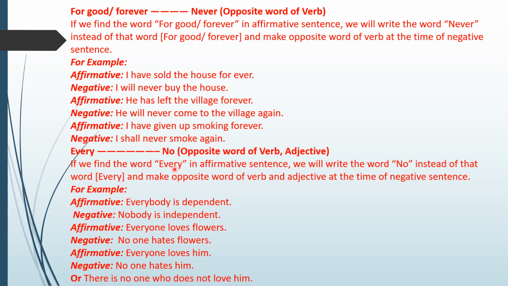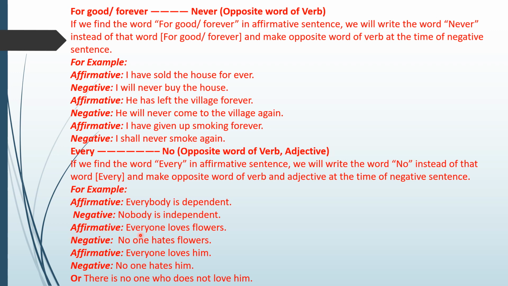If we find the word every in the affirmative, we will write the word no instead of that word every, and make the opposite of the word. The word could be a verb or an adjective. Look at the example. Everybody is dependent. So there is everybody. So instead of that, you will write no. Since there is body here, nobody. So nobody is independent, the opposite of dependent. Dependent is an adjective, so the opposite is independent.